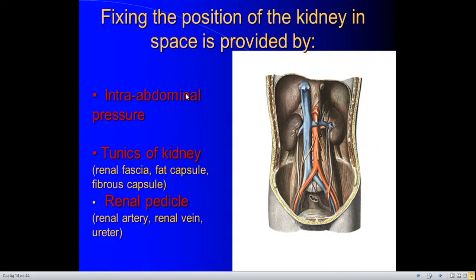On this slide are presented peculiarities of the fixing apparatus of the kidney. Remember and write the structure in your notes. First of all, this is intra-abdominal pressure. Second, tunics of kidney. Tunics of kidney present the next main structures: renal fascia, fat capsule, fibrous capsule. And last, this is the renal pedicle: renal artery, renal vein, ureter. Reflect please this information on your notes please.